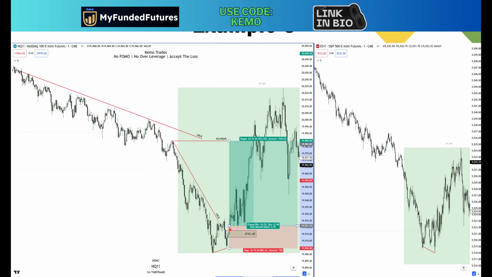Once this breaks, I jump in long, and you take what? Clear draw on liquidity, equal highs, LR. We took all of this LR. This is a steep down movement. You don't have to take it all the way up here, right? But you can definitely take most of your position here and let some run to the end of the LR if you want to. But this is the clear draw on liquidity. You can leave some runners, but this is the clear draw on liquidity.